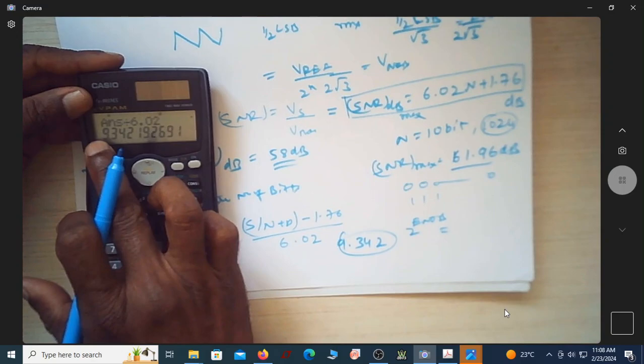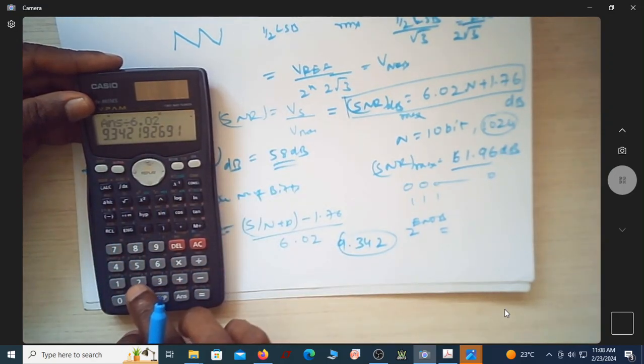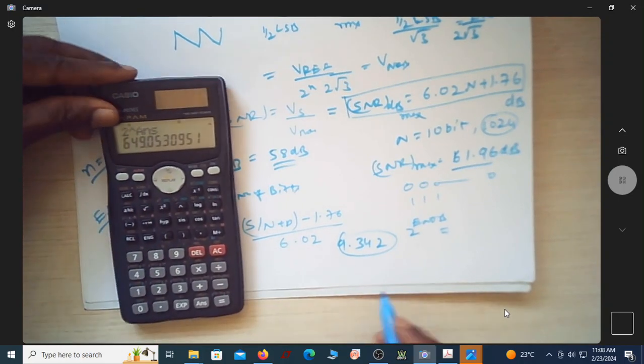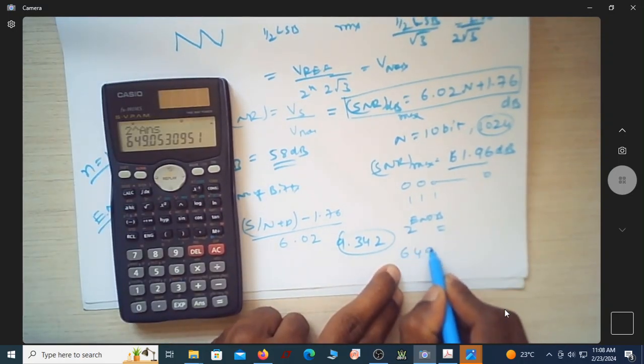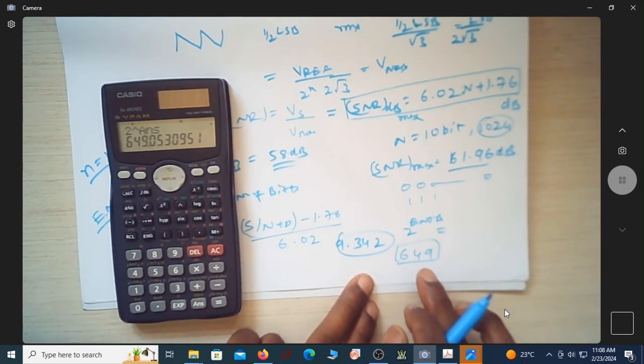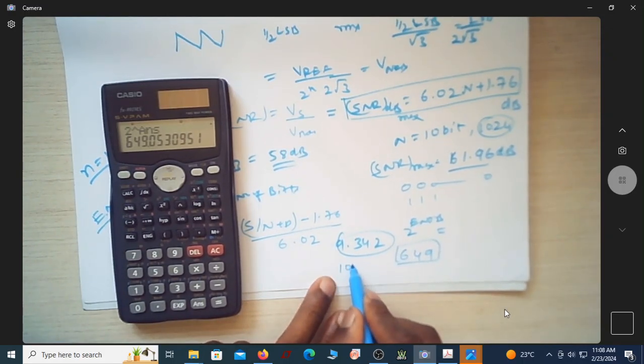Let me just take the entire 10 digits. It has made 2 to the power of the answer. See this, how much do you have? 649. You are going to have 649 combinations only out of 1024, including all zeros.